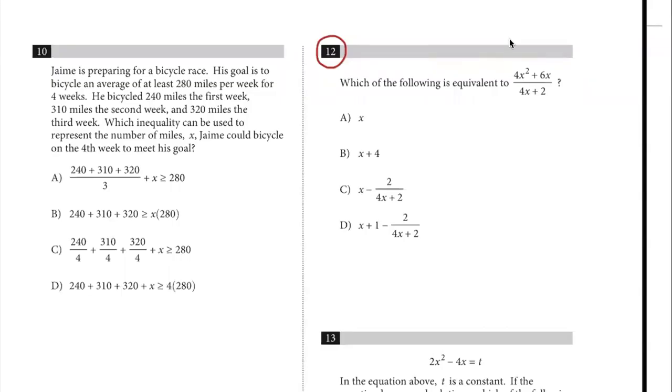In this video, I'll be going over practice test number 6, no calculator section, question 12. So let's get started. Which of the following is equivalent to (4x squared plus 6x) over (4x plus 2)?